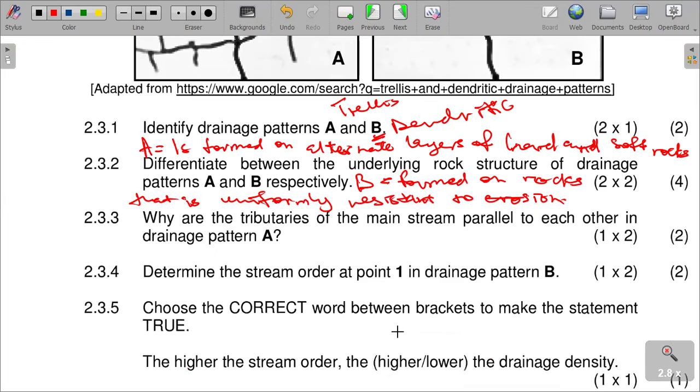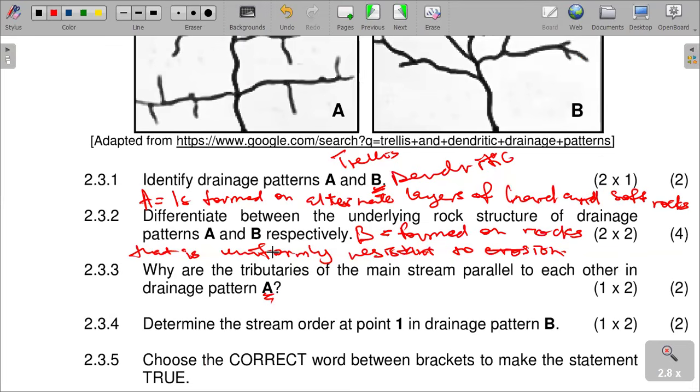And then next question is saying, why are the tributaries of the main stream parallel to each other in drainage pattern A? What is the reason? It is because the streams flow in relation to the folds of the rocks, in relation to the folds of the rock.